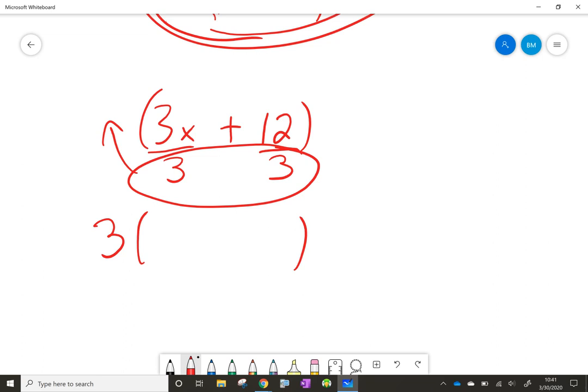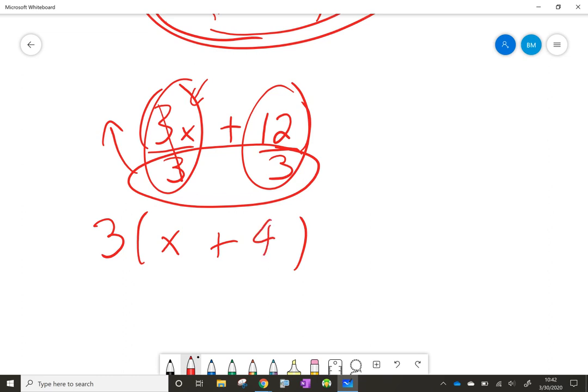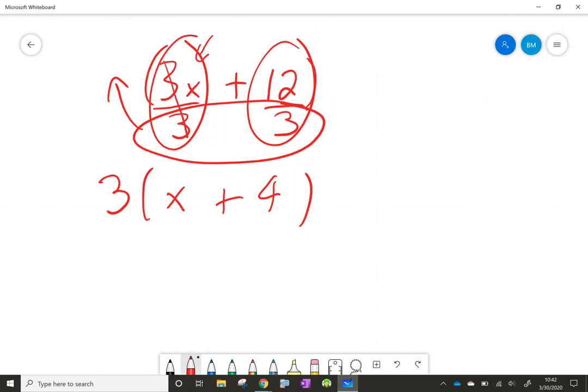Now I have to figure out what's left of the original terms. So 3x divided by 3 is going to become 1x because 3 divided by 3 is 1. However, the x is still going to be a part of that term. So we still have 1x. For the second term, I have 12 divided by 3. 12 divided by 3 is 4. So what's going to be left here is 4. And now we're done. We have our final answer. It's factored into 3 times, parentheses, x plus 4.